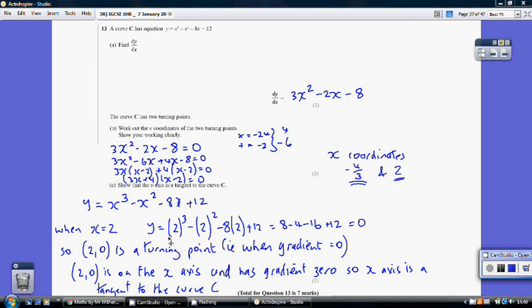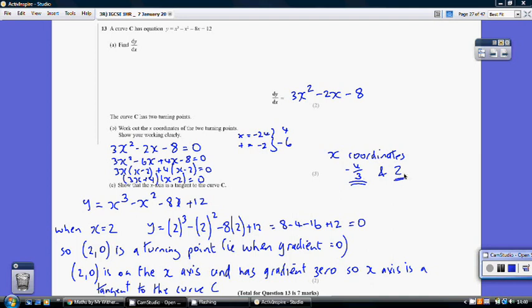Now for part C, we've just got to think about this a bit. Show that the x-axis is a tangent to the curve C. So that's going to mean that the x-axis is where the curve actually touches either the maximum or the minimum point. So in order for that to be the case, we've got to show that either the maximum or the minimum point lies on the x-axis. Now to lie on the x-axis is going to mean that for one of these x coordinates, the y value has got to equal 0.